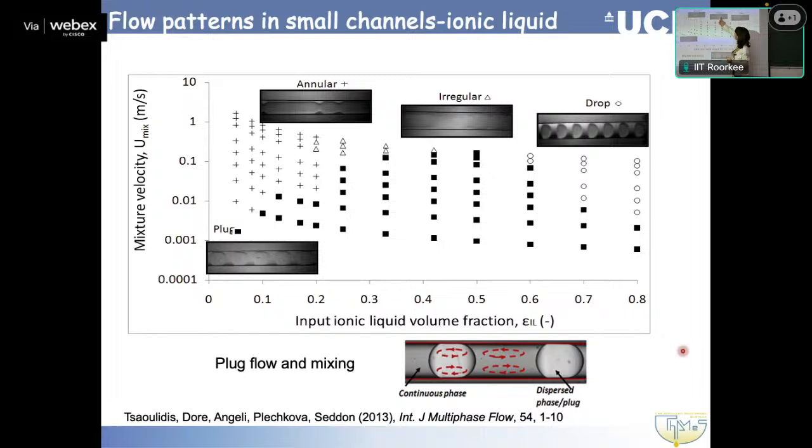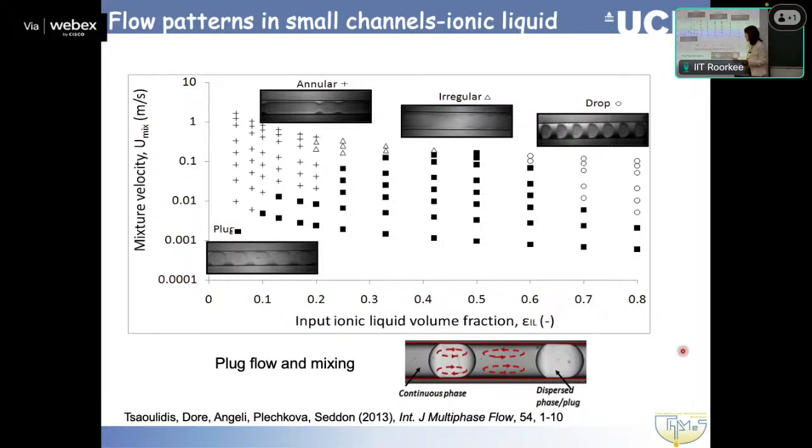So this is what irregular or transitional means here. We might have a nice annular flow, and then we might see some plug, or the annulus is interrupted, and then it starts again. And at high volume fractions, in this case of the ionic liquid, we see these drop flows. So the plug flow is the one that we're going to talk more about later on, and I'll show you some more properties of the plug flow.